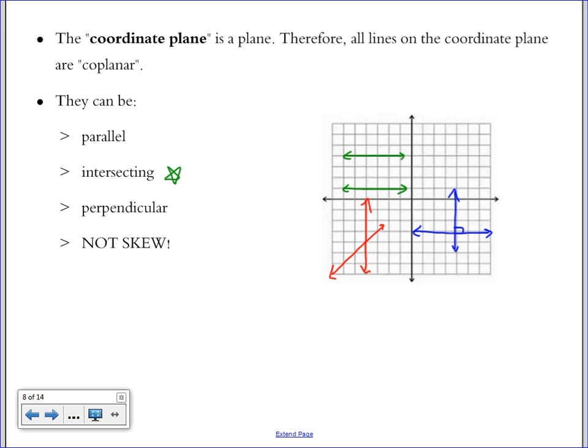But lines on the coordinate plane cannot be skew with each other because they're on the same plane. If you look back at your definition, skew lines are non-coplanar. So if I wanted to draw skew lines on the coordinate plane, one of the lines could be on the coordinate plane, but the other line would have to be off the page. And so you can't really draw that.